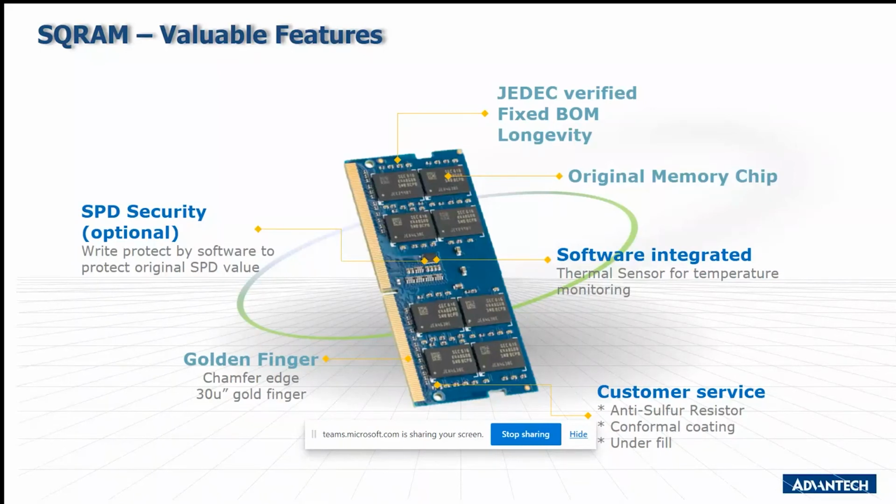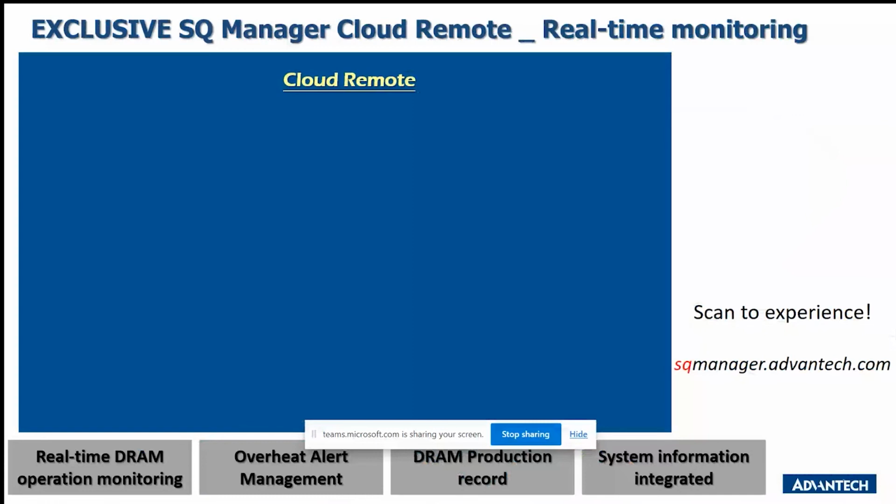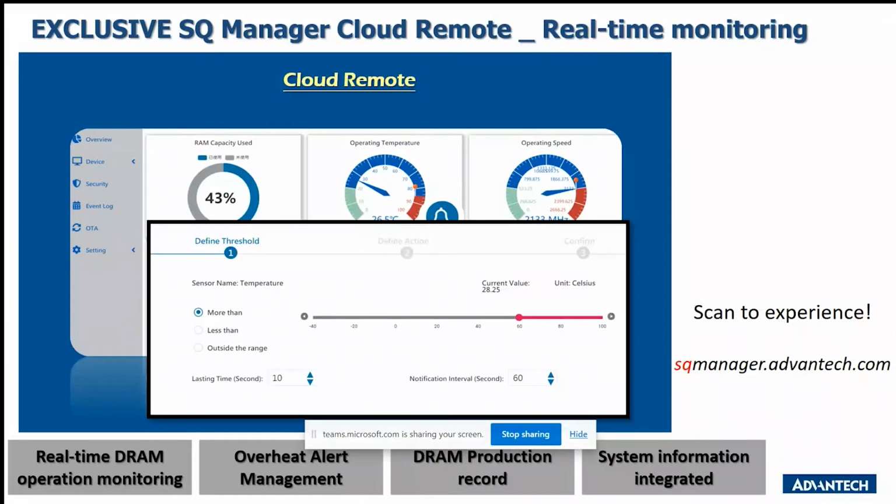Besides that, we also deliver independent software to monitor DRAM operating information. All right, this is the software that I mentioned just now to monitor the DRAM operating information. Advantech designed real-time monitoring software, and it is the exclusive SQ Manager Cloud for real-time monitoring. Basically, this type of software is to monitor the overall health status of the RAM.